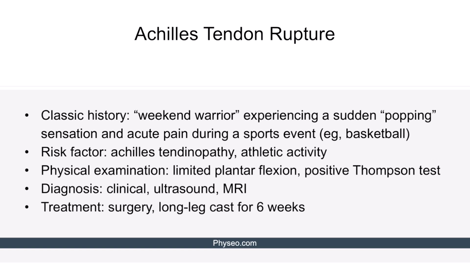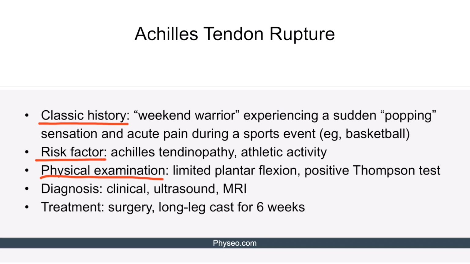Let's now consider Achilles tendon rupture. The most classic history described in board vignettes is that of a weekend warrior experiencing a sudden popping sensation and acute pain during a sports event, such as basketball. Achilles tendinopathy and athletic activity are the two primary risk factors for rupture of the tendon.